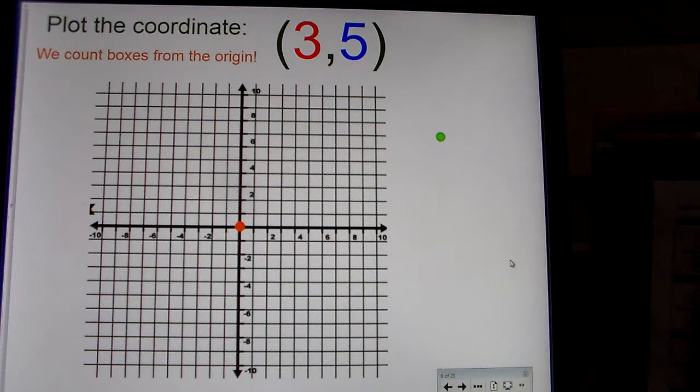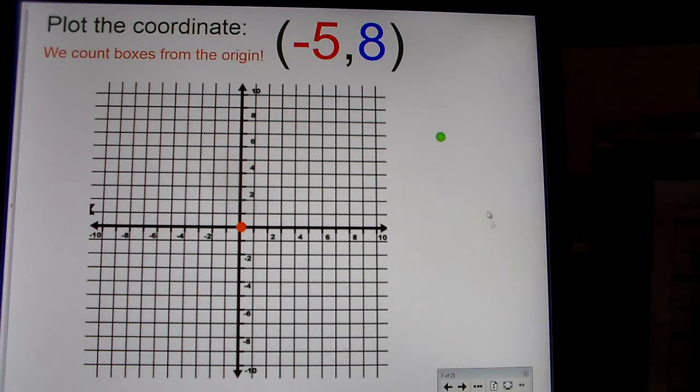Next up is this. Plot the coordinate 3, 5. We count the boxes from the origin. So let's put a little green dot here. We're going right from the origin. 3, 5, that means 3 to the right. 1, 2, 3. And then 5 up. 1, 2, 3, 4, 5. That's the coordinate 3, 5. As we see here. 3 to the right, 5 up.